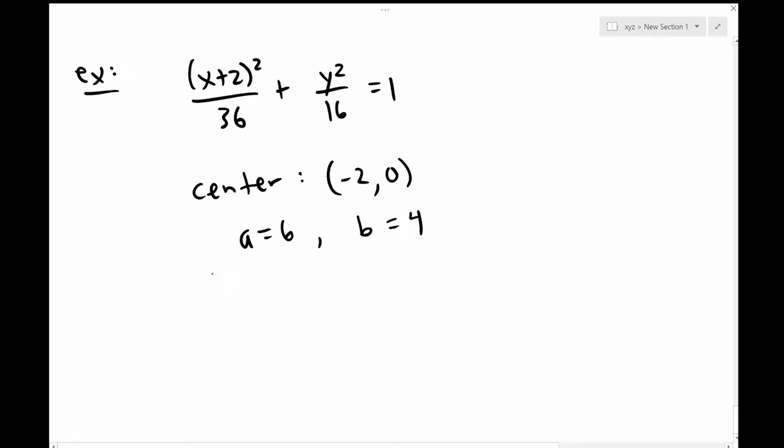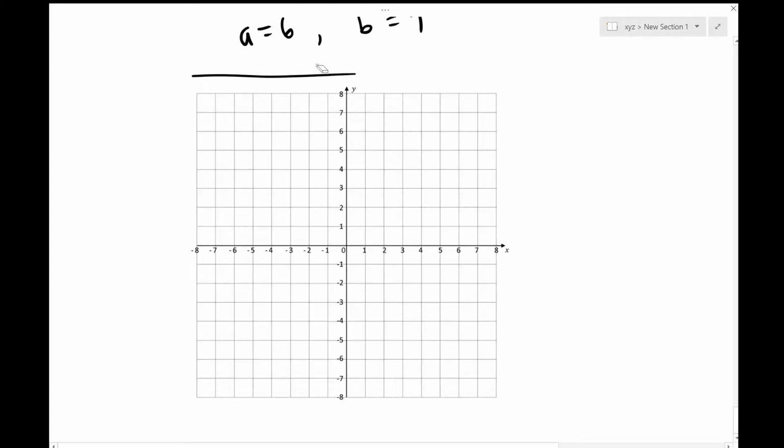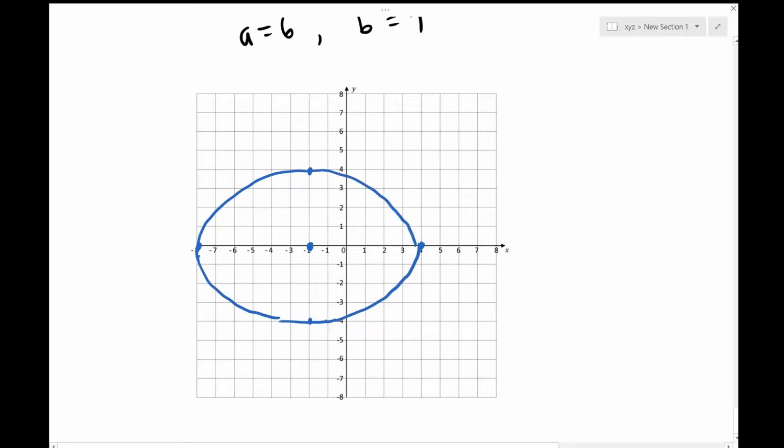Okay, so taking a look at our graph, we will see the following. So again, center is at (-2, 0). a is 6, so I want to count 6 units to the right and 6 units to the left. b we said was equal to 4, so that means I'm going to be counting up 4 units and down 4 units. So we end up with a pretty large ellipse this time. Let me sketch in our graph. So it should look something like this.